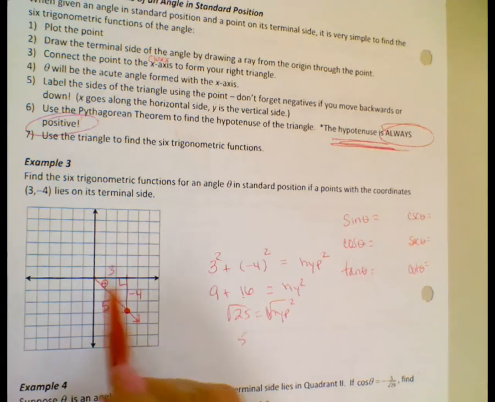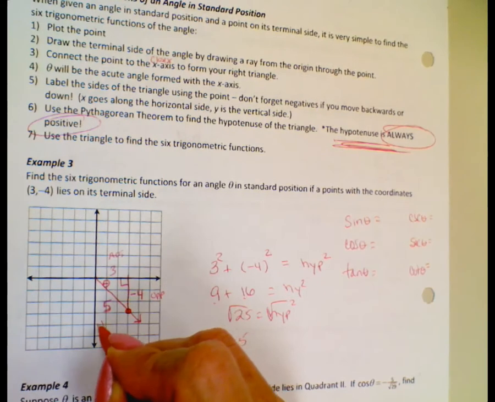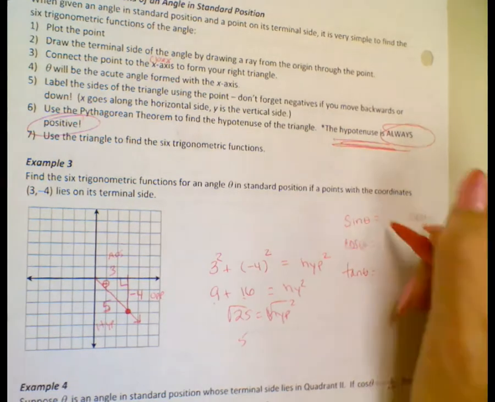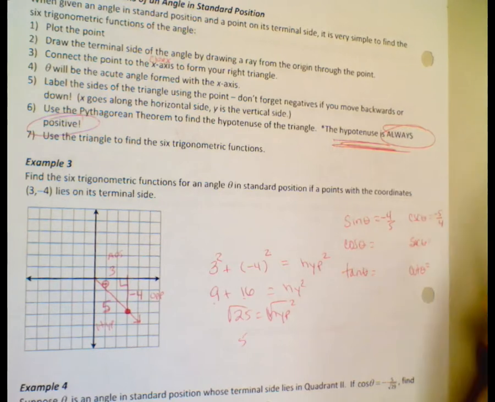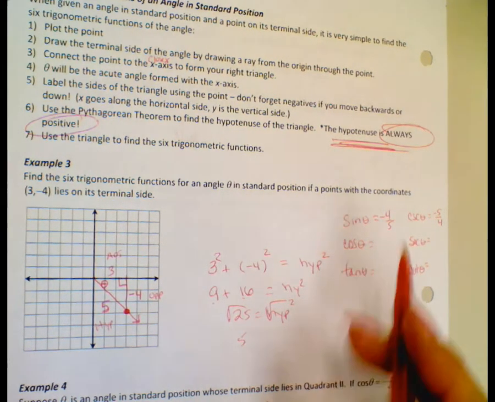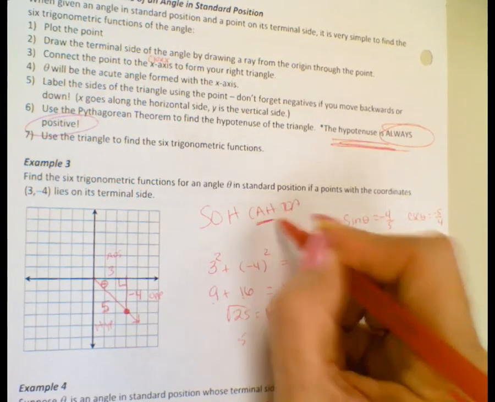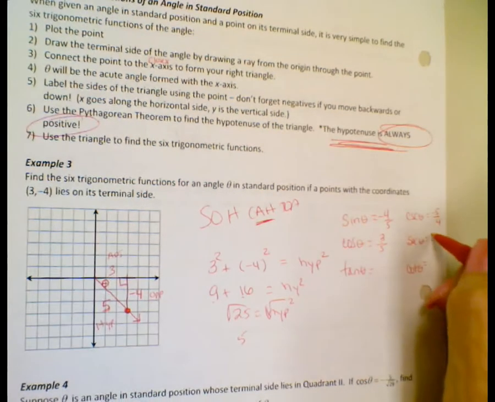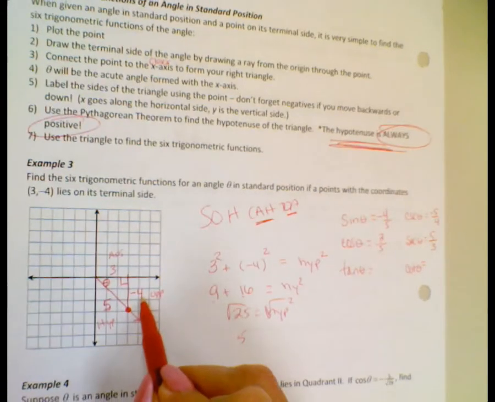So according to theta, this is the opposite side. This is the adjacent side, and this is the hypotenuse. So sine is opposite over hypotenuse, -4/5, which makes the cosecant -5/4. Flip it. Cosine is the adjacent, remember we're doing SOHCAHTOA here. So the cosine is AH, 3/5. If you flip that, that's 5/3. And the tangent is OA, opposite over adjacent.